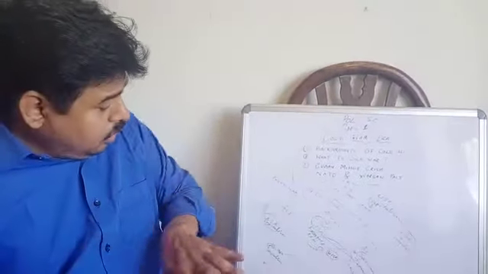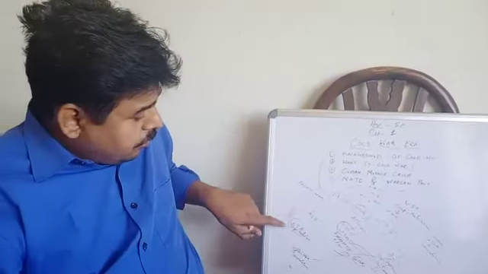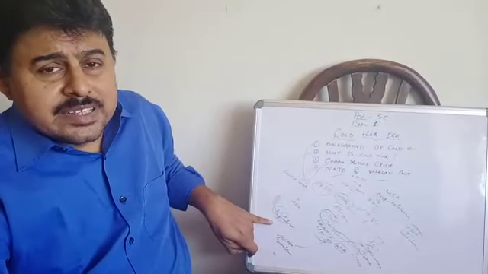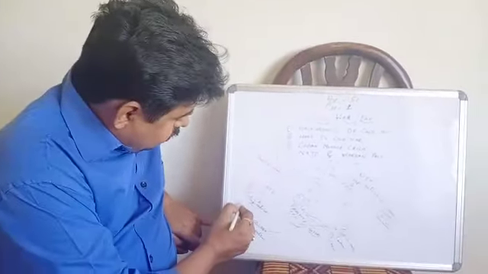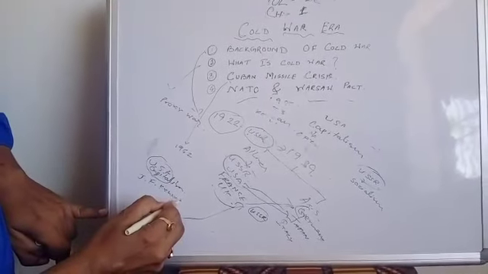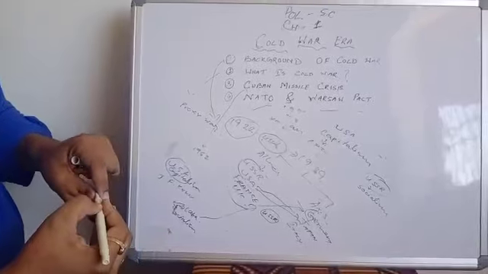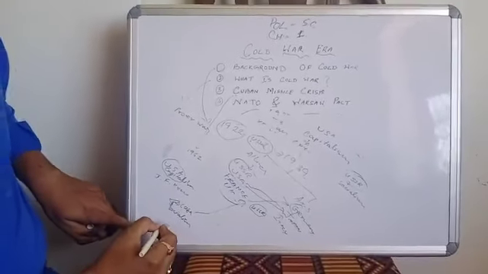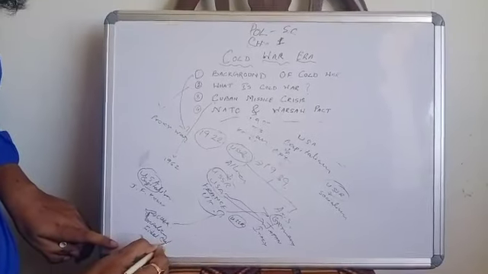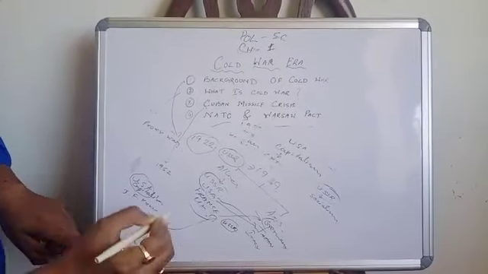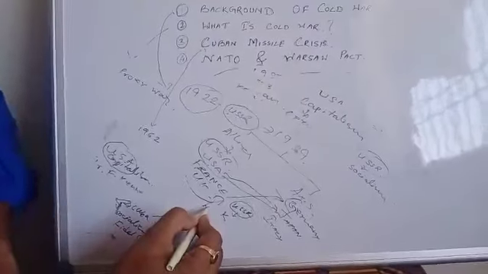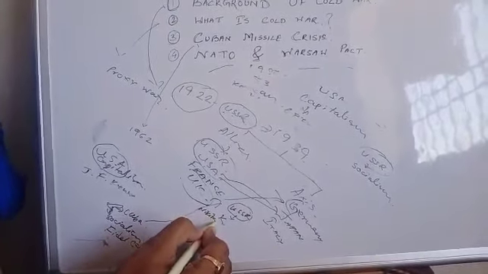Now I will tell you who were in power of USA, Cuba and USSR. USA at that time, the president was John F. Kennedy. And Cuba, their president was Fidel Castro. You know the name, Fidel Castro. And here, Nikita Khrushchev.